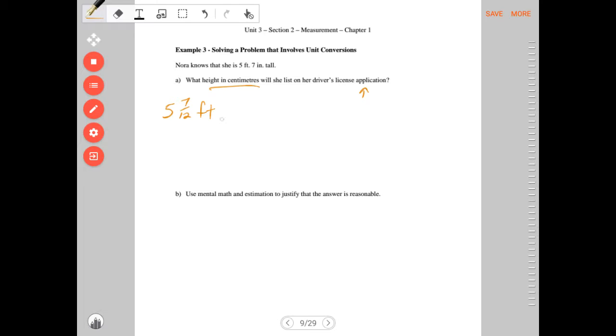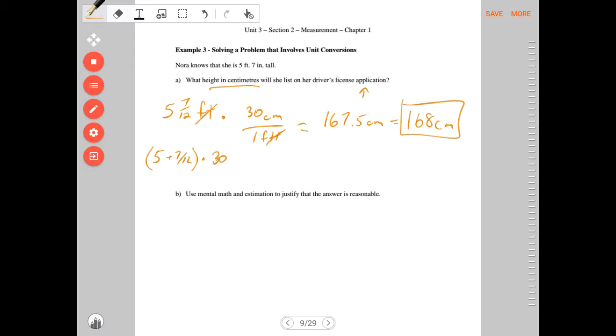So 5 7/12 feet times 30 centimeters per 1 foot. The feet cancel. The unit for feet is just FT, so 1 foot, 1 foot. Awesome. So 5 7/12 times 30. On your calculator, just go 5 plus 7/12, which gives us the 5 7/12, and then times 30. That works out to 167.5 centimeters. So Nora would list 168 centimeters on her driver's license.